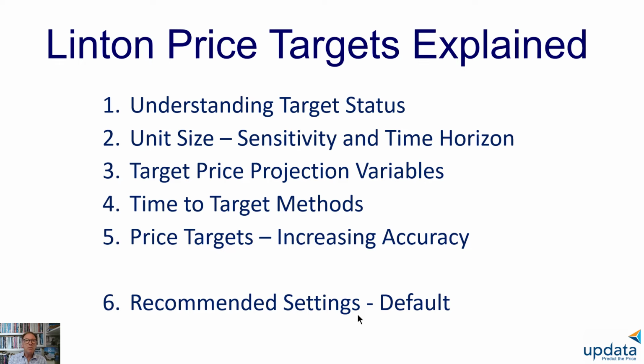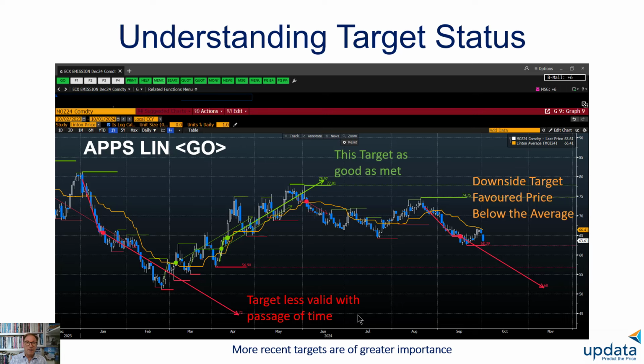So thinking about the price targets, we're going to talk about target status, unit size in terms of sensitivity and time horizon, price target projection variables, time to target methods, increasing the accuracy of price targets, and the recommended settings, so there are defaults to use. This is what you see when you first draw them. As I say, it's the function on Bloomberg apps, Lin Go. Take a 30-day trial and try them for yourself. It draws the targets on automatically.